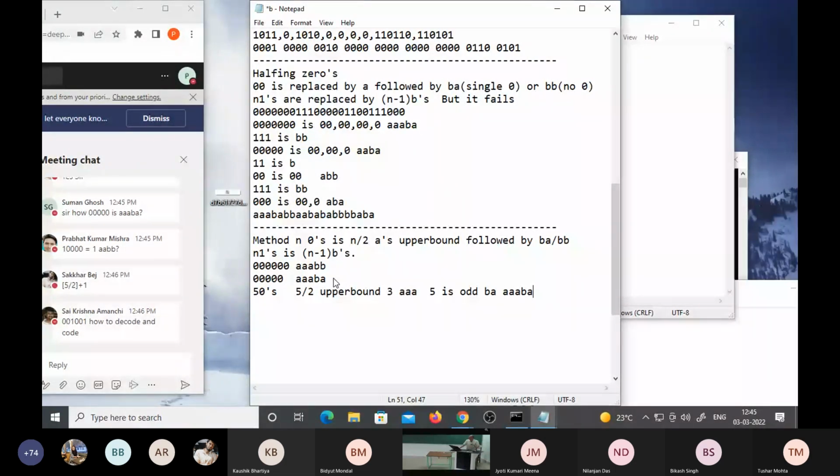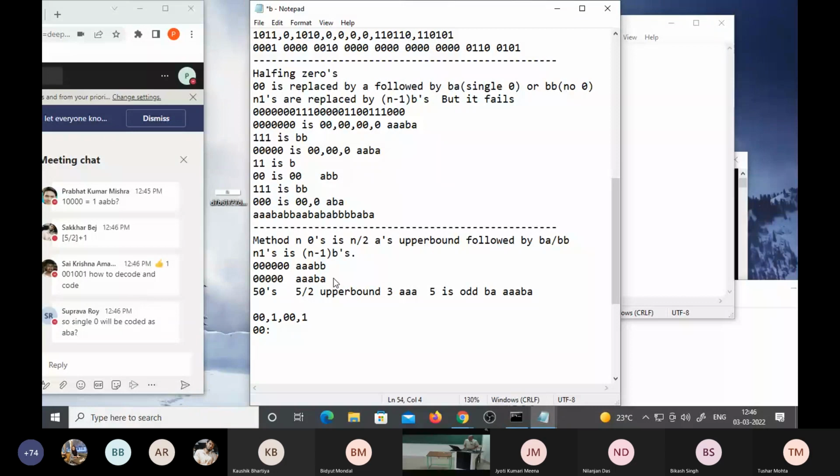Okay, let us see this. How to decode? How to code? 0 0 1 0 0 1. This becomes this. 0 0 is 1A followed by BA. 1 is nil. So this will become ABA. This is our code.